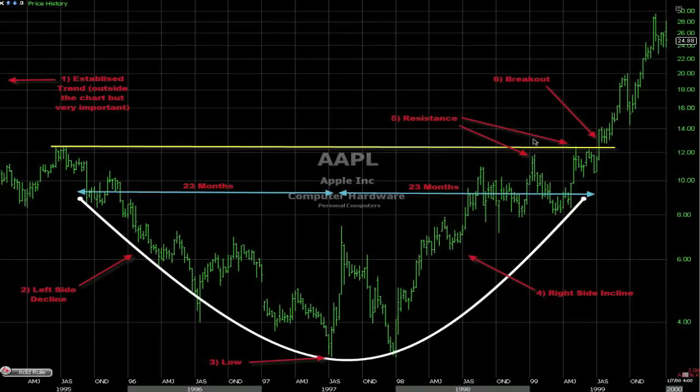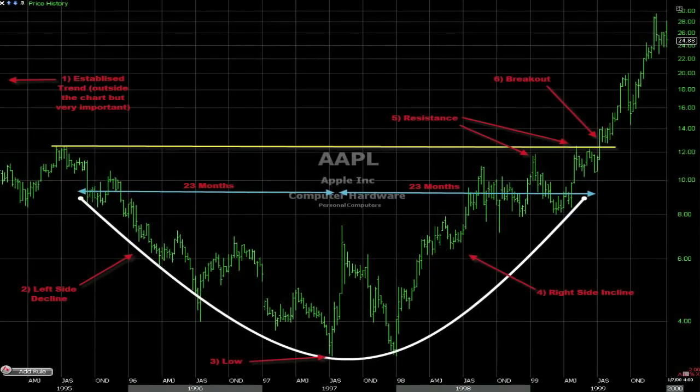Fifth, resistance. We don't always get a clean and well-defined resistance in a rounding bottom. Not like a double bottom, for example. But here we got a resistance point from over here. And we get kind of a test here before we get the real test and then breakout, which is number 6. This pattern is not confirmed until we see the breakout.